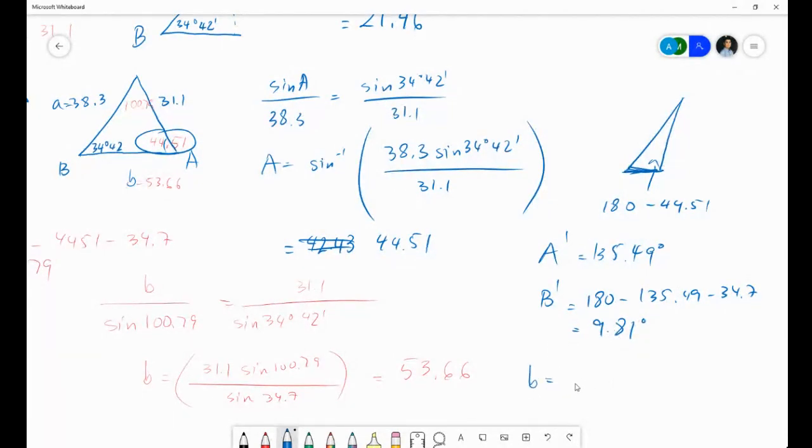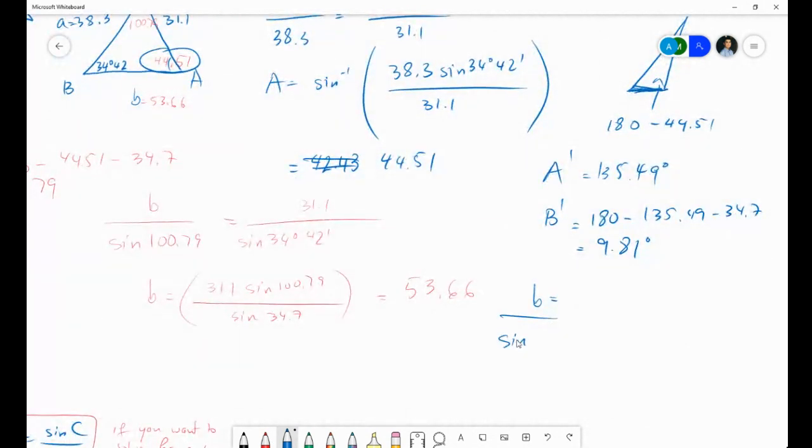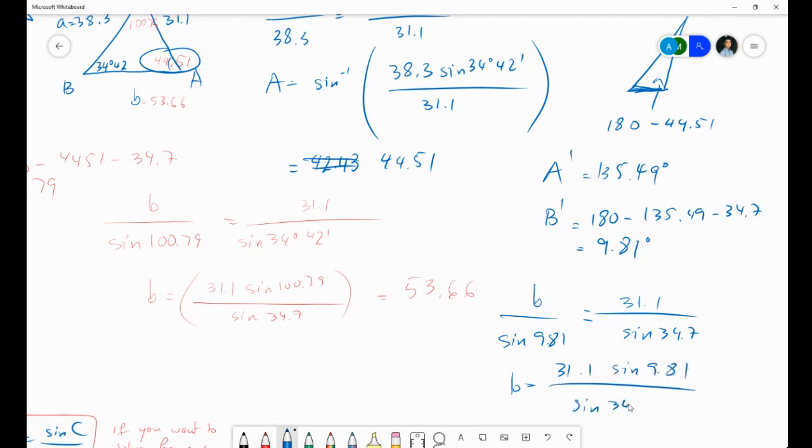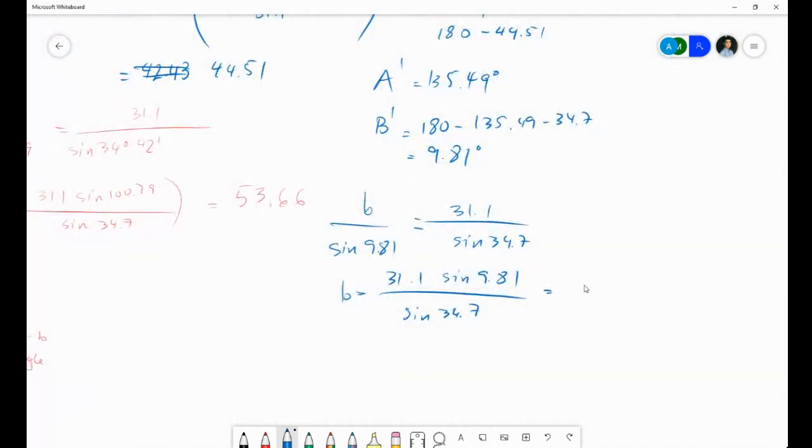All right, last one, find B. So B is the same thing here. B over sine of 9.81 equals 31.1 over sine of 34.7. So solve for B. And that's our last value. Let's see what we got.